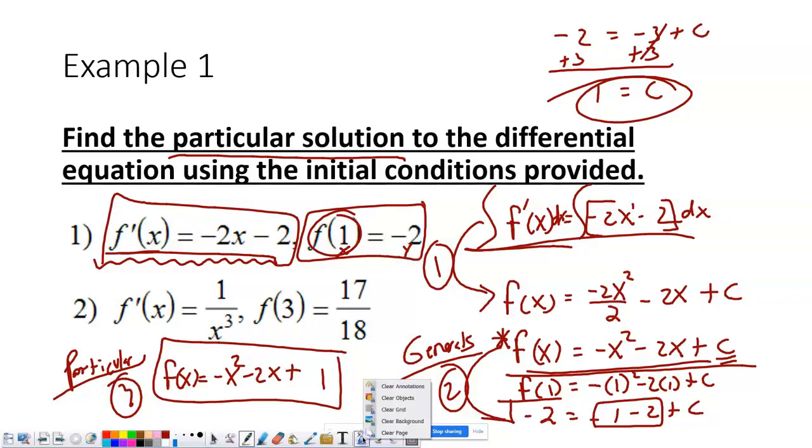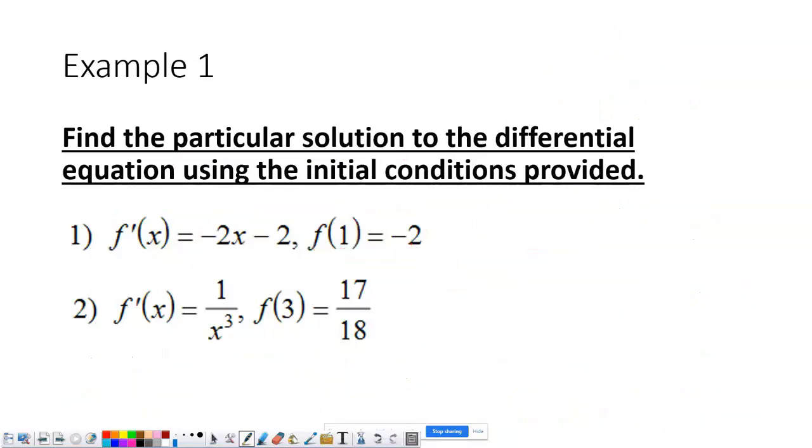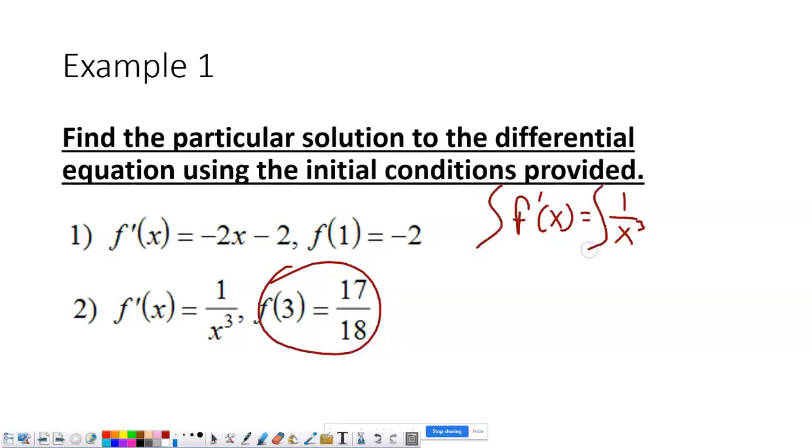Okay, so let's do another one really quick, just to make sure you guys have got the gist of how to do it. So we want to find a particular solution to this differential equation with this initial condition. We'll get to the initial condition later. So step 1, we need to integrate this. I'm going to squish a little dx in there now.